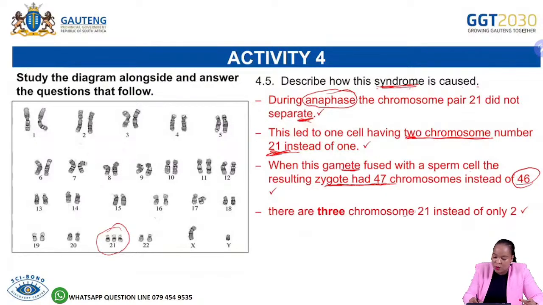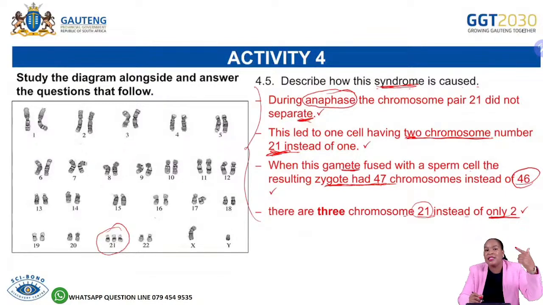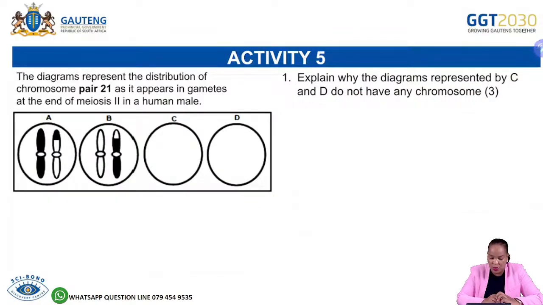And then there are 3 chromosomes at chromosome number 21 instead of only 2. You see, that is how you articulate your answer to be able to collect the marks. Just check where the ticks are, and also check the previous slide that had yellow coloring, I think, where it was explained from the exam guideline how you are going to answer this type of question, to say how it led to Down syndrome.